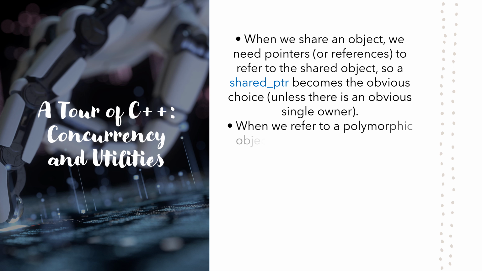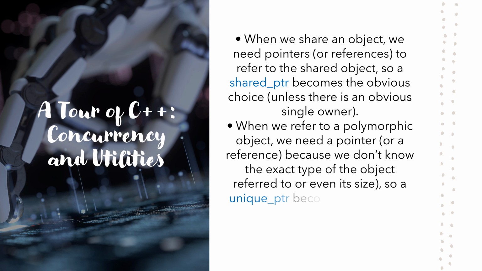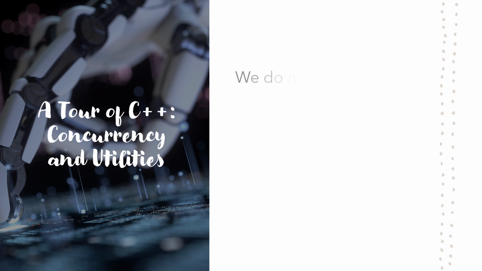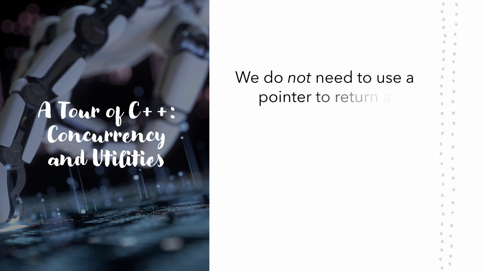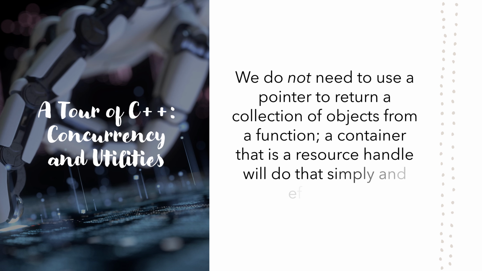When we refer to a polymorphic object, we need a pointer, or a reference, because we don't know the exact type of the object referred to or even its size. So a unique_ptr becomes the obvious choice. A shared polymorphic object typically requires shared_ptrs. We do not need to use a pointer to return a collection of objects from a function. A container that is a resource handle will do that simply and efficiently.